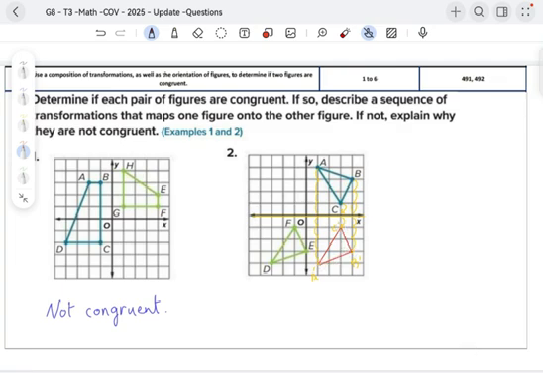After the reflection, we have a translation. We translated the figure 1, 2, 3, 4 units to the left. Also, you can check for point B, 1, 2, 3, 4. For point A, 1, 2, 3, 4 units to the left. So we can say that yes, they are congruent.